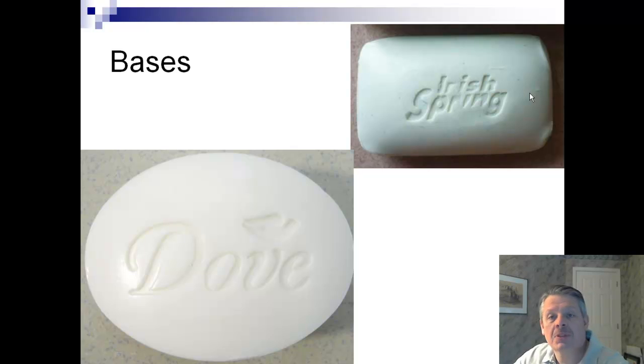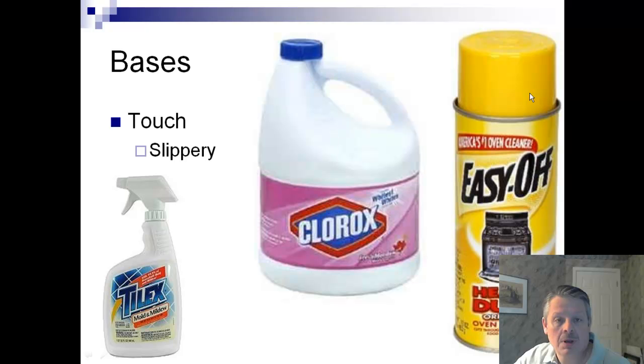All right, let's switch gears and go over to bases. Bases are things like soap, and they have a bitter taste to them. Okay, so if you've ever tasted soap, you know that it has a really, really bitter taste. Now, most bases we don't eat. There's very, very little that we eat that's basic.